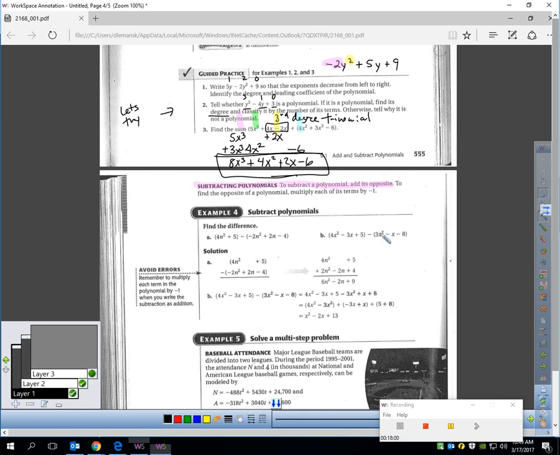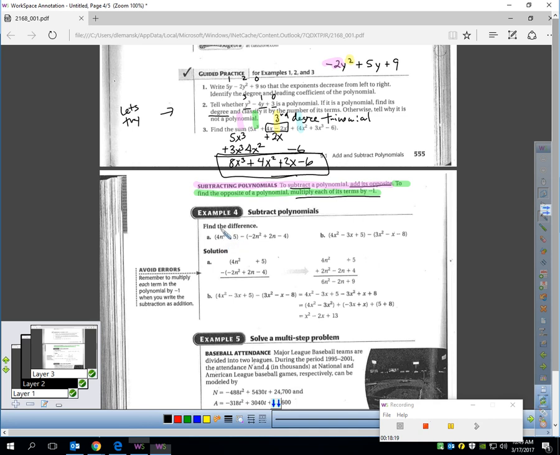Let's talk about subtracting polynomials. To subtract a polynomial, add the opposite. You've heard this before. Subtracting is the same as adding the opposite. To find the opposite of a polynomial, just quickly multiply each of the terms by negative 1. So you can see this here in part A. Look at what they do.